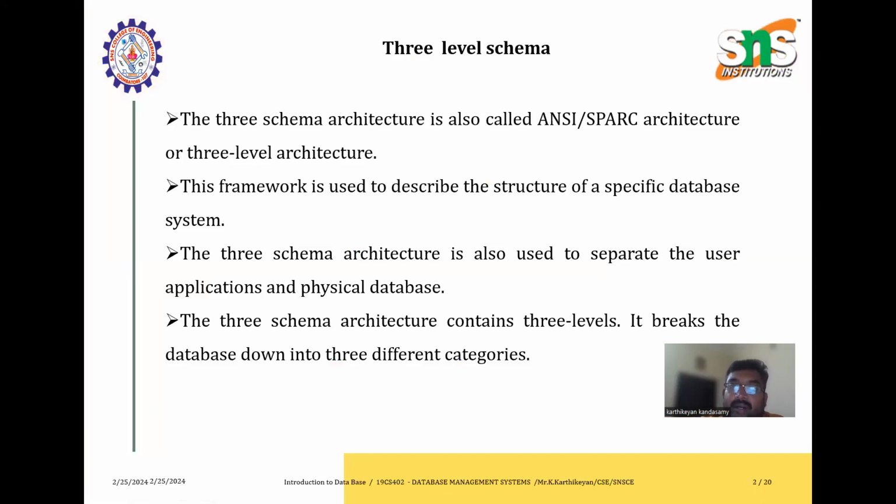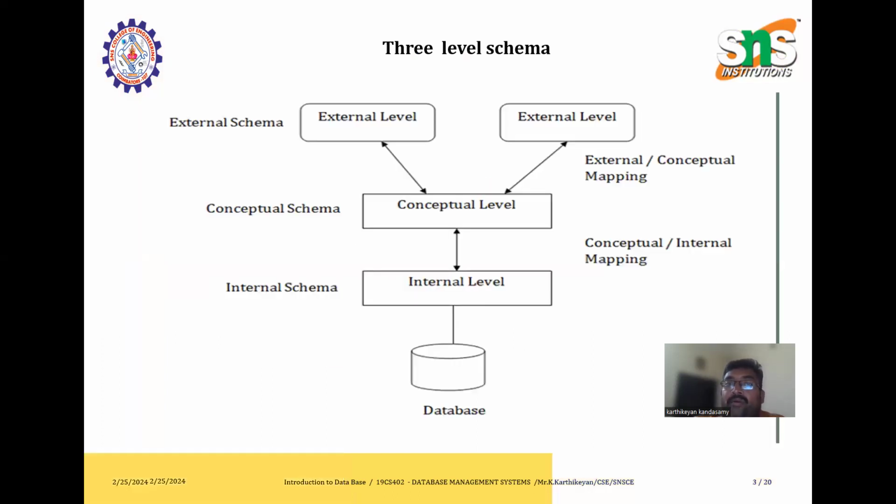So 3-level schema architecture is also called ANSI/SPARC architecture or 3-level architecture. This framework is used to describe the structure of a specific database system. The 3 schema architecture is also used to separate the user application and the physical database. The three schema architecture contains 3 levels; it breaks the database down into different categories. So 3-level architecture is based on external schema, conceptual schema, and internal schema.